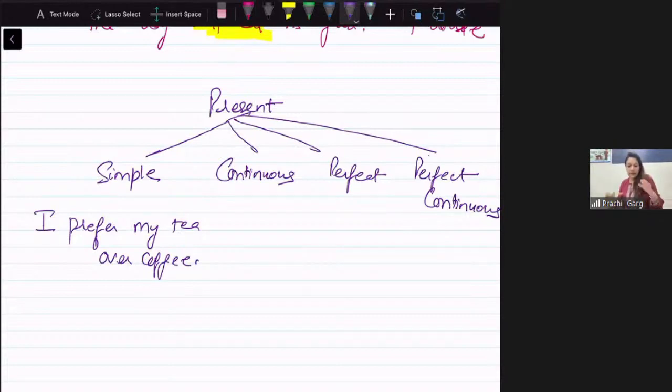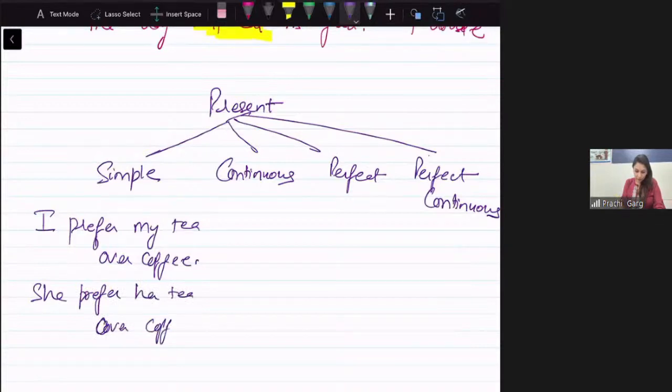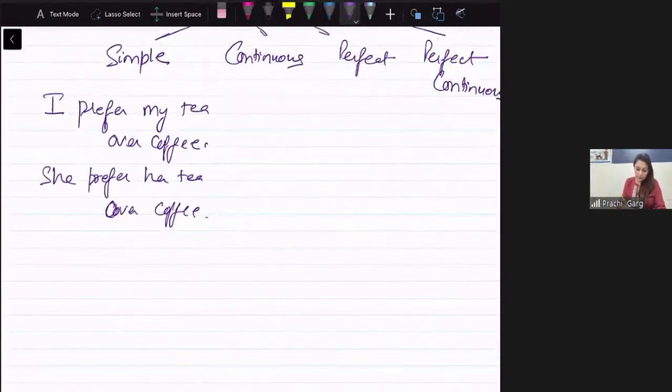Right, now in simple tense, I prefer my tea over coffee. Or you can say, she prefers her tea over coffee. Okay, now the basic structure. The structure is not mentioned in your study material, so while I am writing it down, you can keep noting it down. Okay, now in the simple format, we use subject plus the base form of the verb. Depending on the number of the subject, we decide if we want to use s or not.